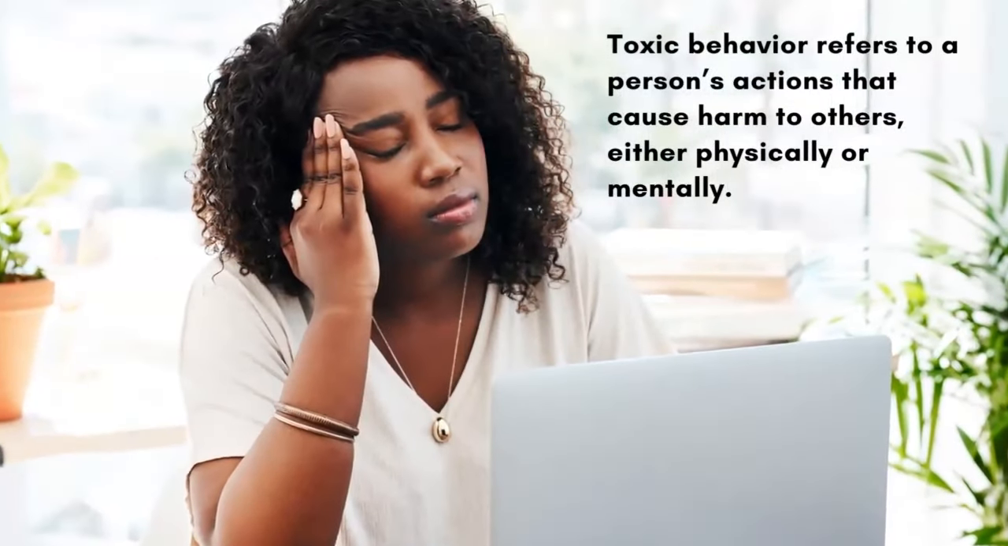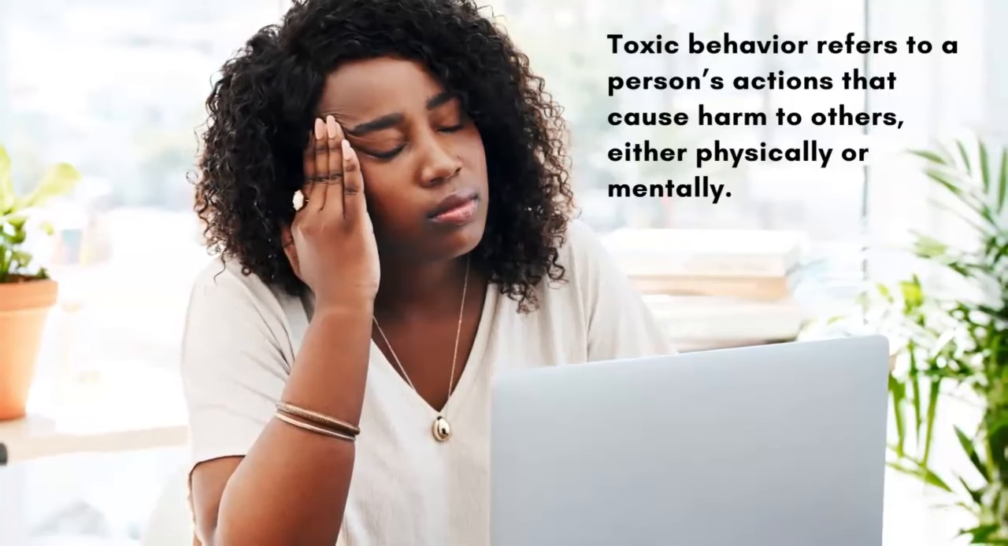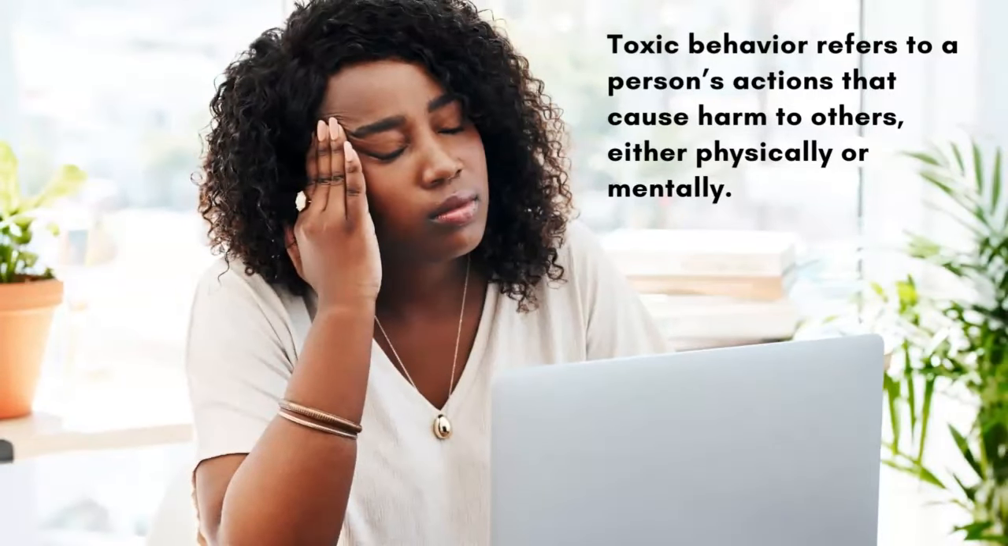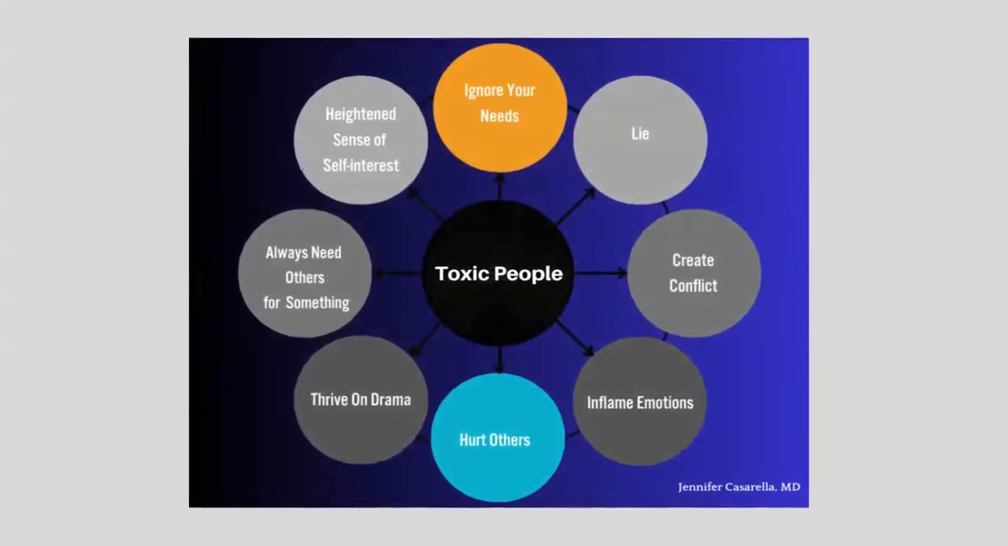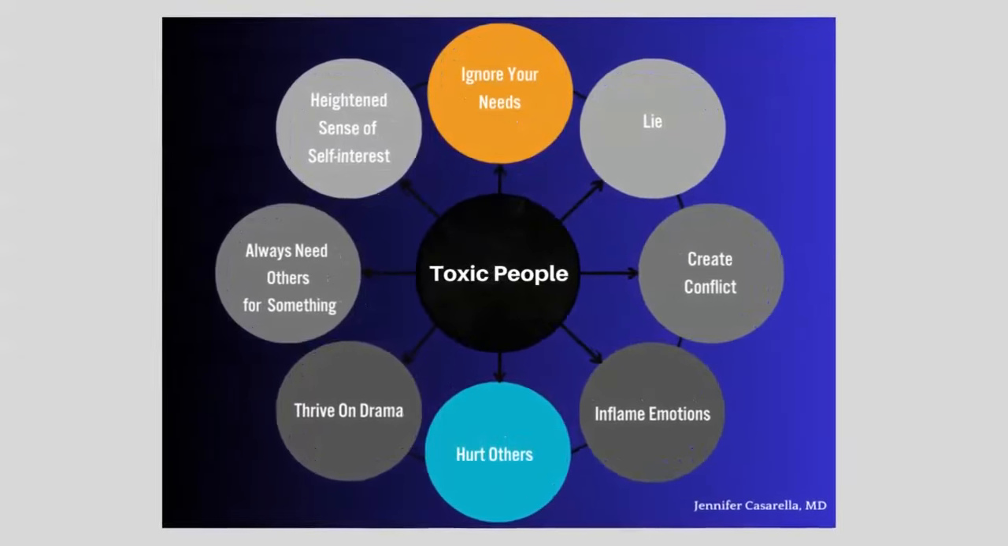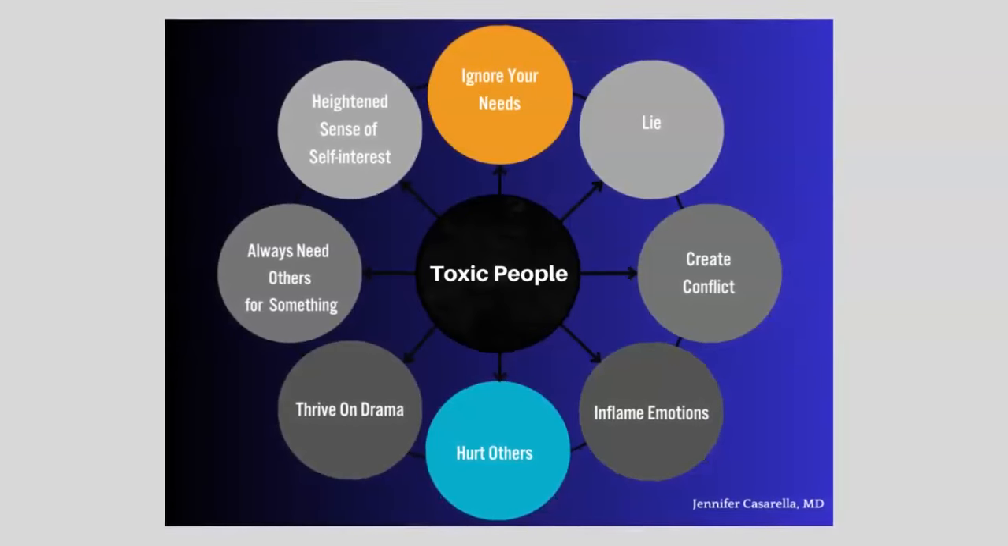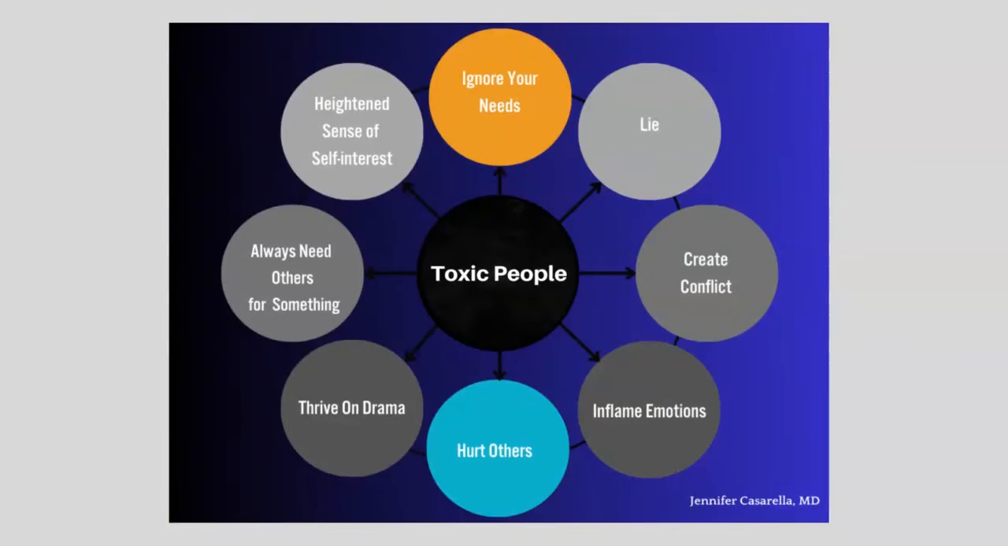According to WebMD, toxic behavior refers to a person's actions that cause harm to others, either physically or mentally. In an article entitled Signs of a Toxic Person, Dr. Jennifer Casarella shares that toxic people demonstrate inconsistency in their behavior. They are erratic and do not follow through on their promises. You never know what you're going to get from them. They tend to thrive on drama, so they inflame emotions and create conflict.